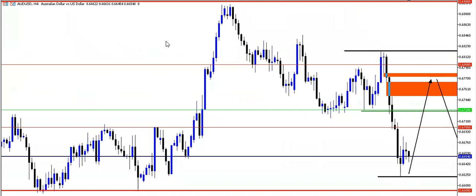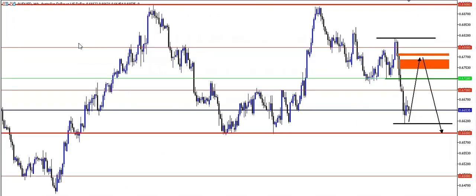So it can continue its wave, creating something like this. Then when it reaches here, I want to see a break of structure, then we trade it to the downside. How about that? I think it will be cool because of the massive break of structure to the downside.